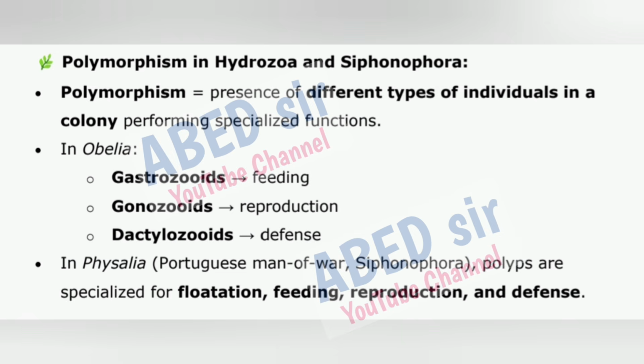Polymorphism is the presence of different types of individuals in a colony performing specialized functions. In Obelia, gastrozooids feed, gonozooids reproduce, dactylozooids defend. In Physalia, the Portuguese man-of-war, a siphonophore, polyps are specialized for flotation, feeding, reproduction, and defense.